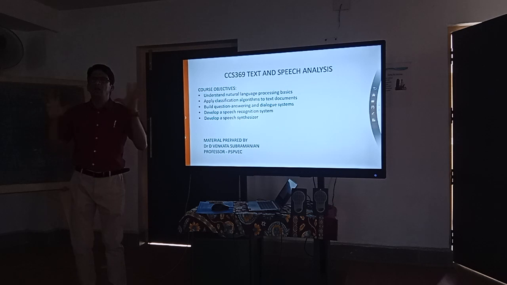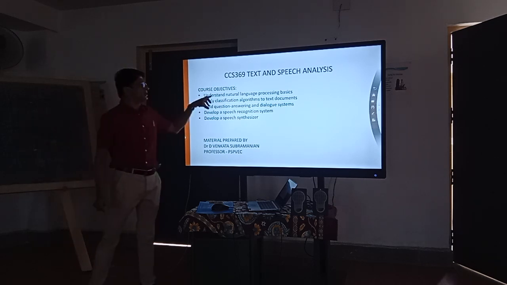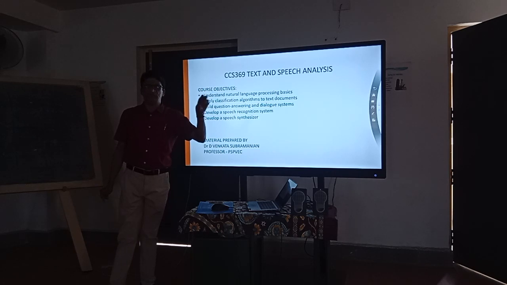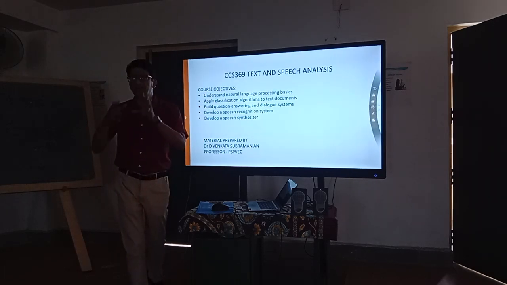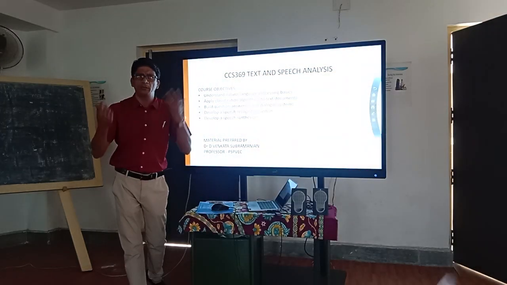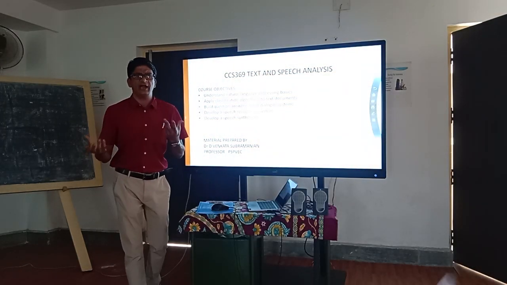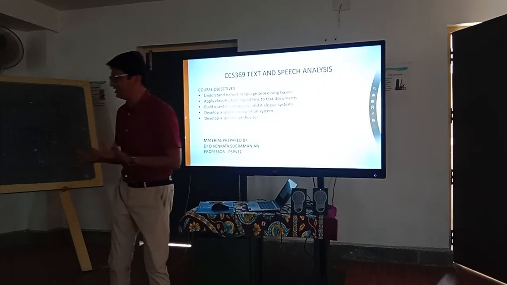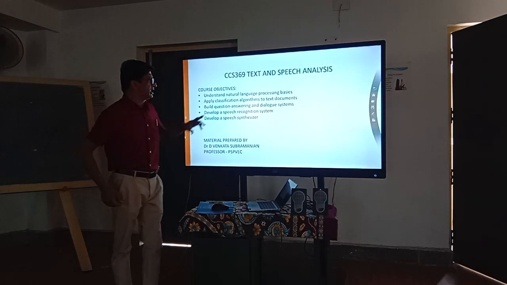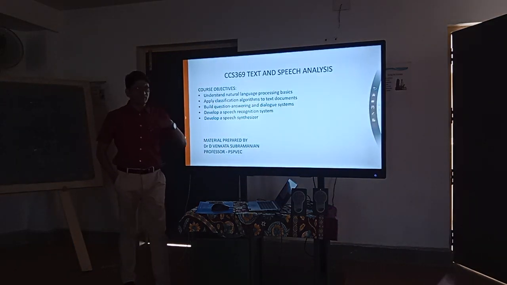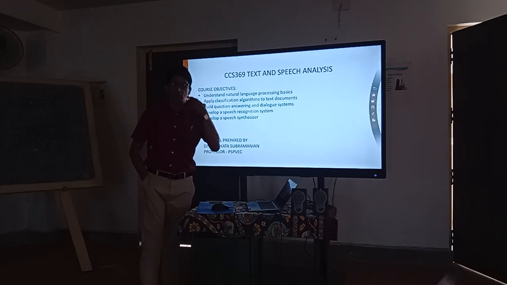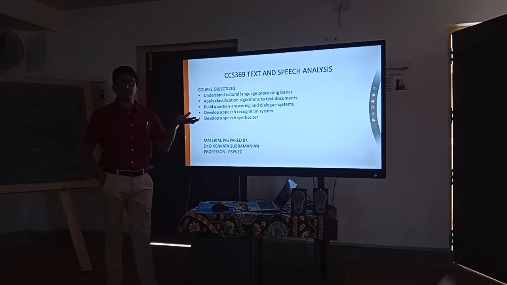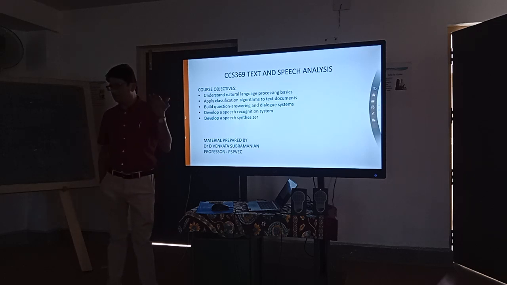The overall course objective for Unit 1 was to understand the natural language basics. You understood the various steps and the basics of natural language processing, and the different structures in natural language, like syntactic structure, semantic structure, and lexical structure. That was CO1. In CO2, we started applying classification algorithms, how to do text classification. We studied language models, TF-IDF, and vectorization. That's the second unit.